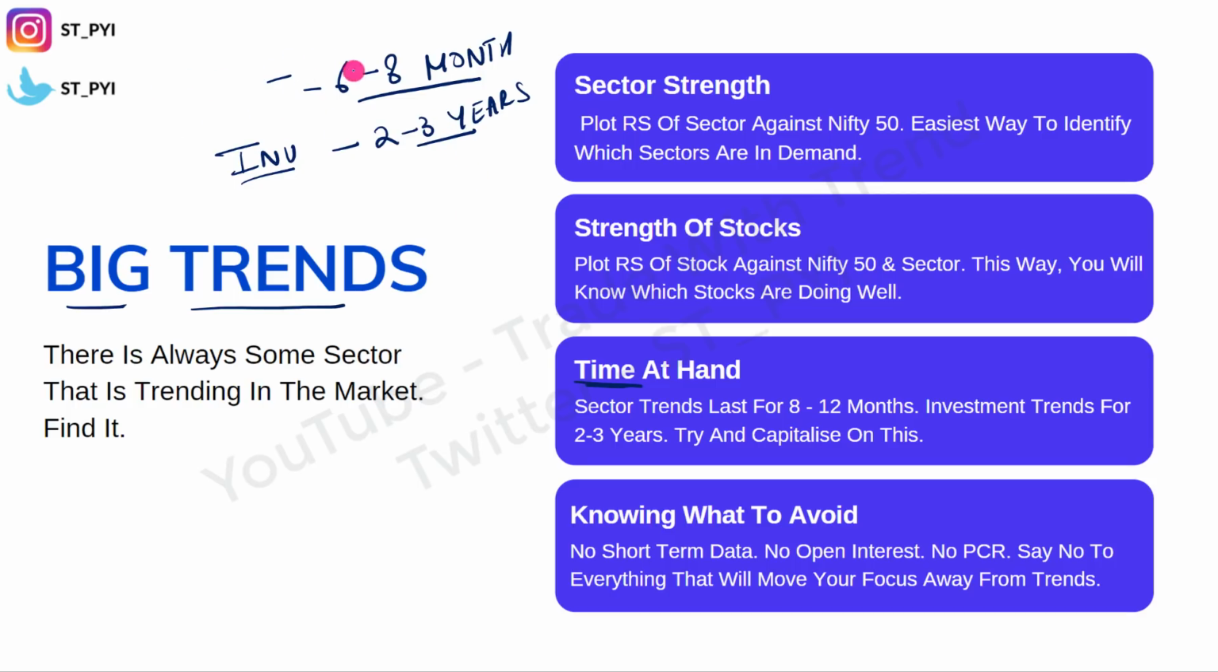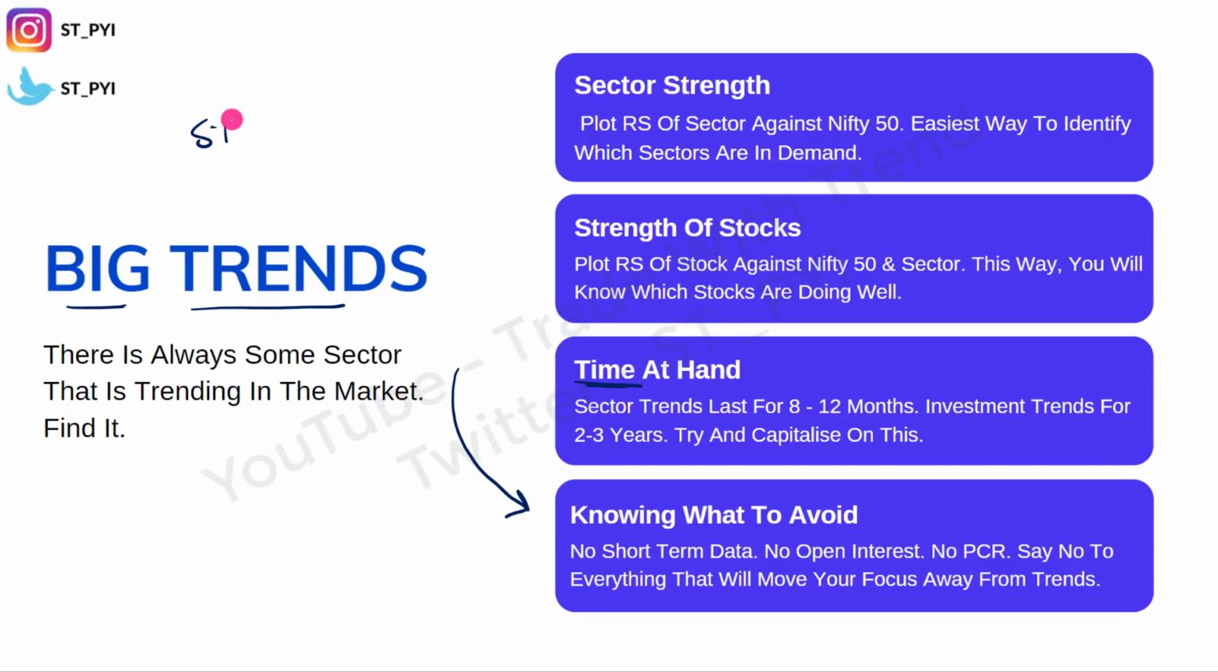The third important point within this section is of knowing what data you need to avoid. Avoid shorter time frame charts, something like 5 minute, 15 minute, 30 minute, 45 minute. That is of no use whatsoever. Avoid something like open interest, put call ratio. All these data points will never help you ride the entire sector trend. You will just exit prematurely looking at these short-term data points.